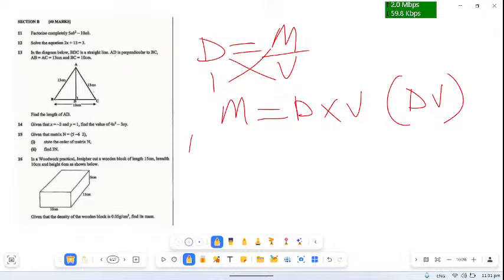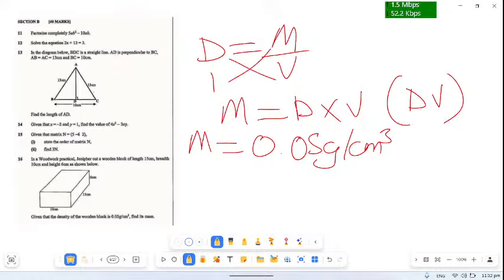So that is the formula for mass. So mass is equal to density times volume. We are given density, which is 0.05 grams per centimeter cubic. Now, to find mass, we are going to find the volume first. So 6 times 10 will give us 60. 60 times 15 will give us 900. So volume is 900 centimeter cubic.